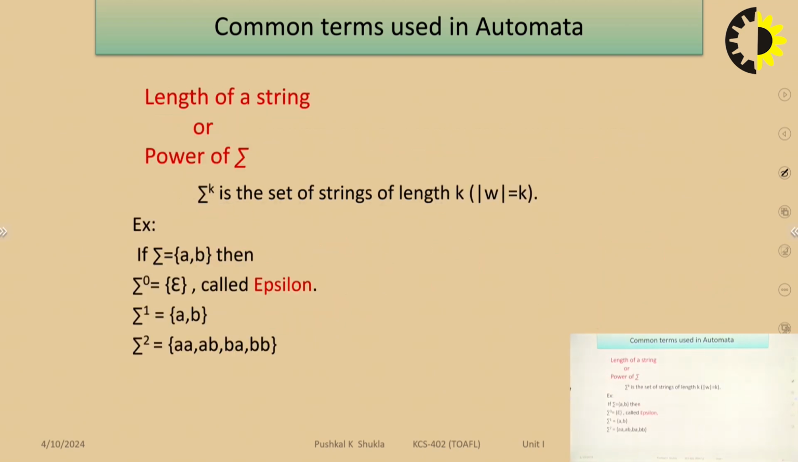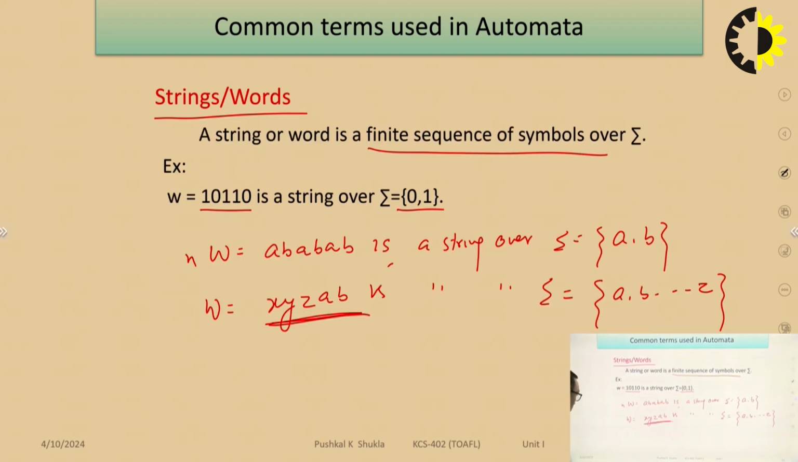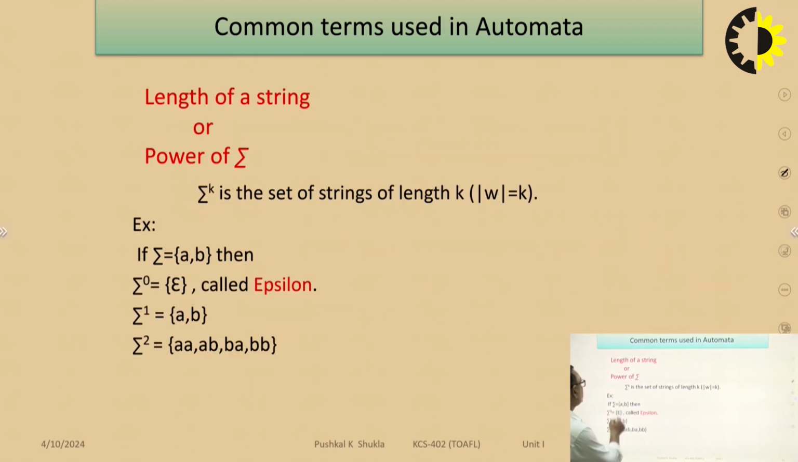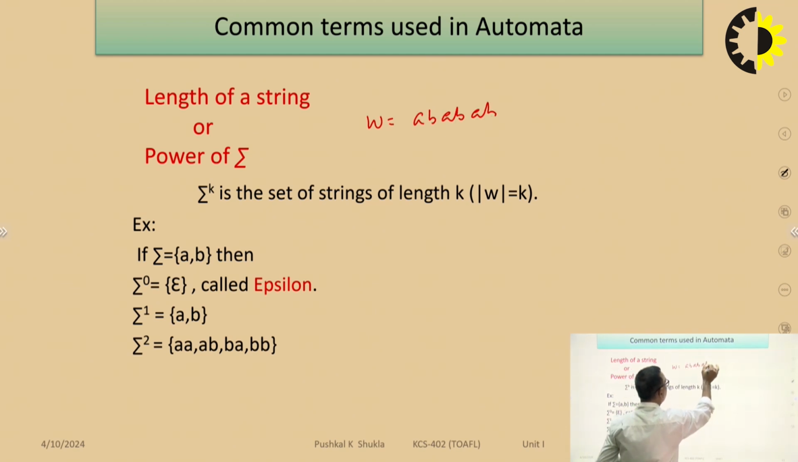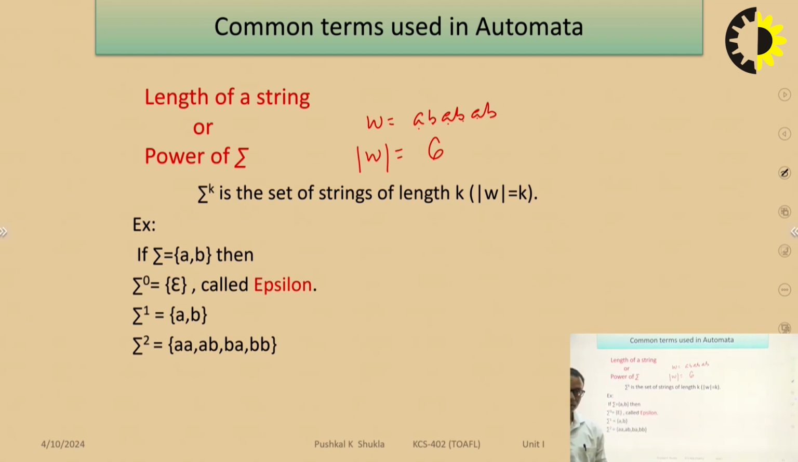Length of a string. The number of symbols present in that string is known as the length of the string. Suppose W equal to ABABAB is a string. The length of the string, mod W, equals 1, 2, 3, 4, 5, 6. Six symbols are there, so the length of the string is 6.